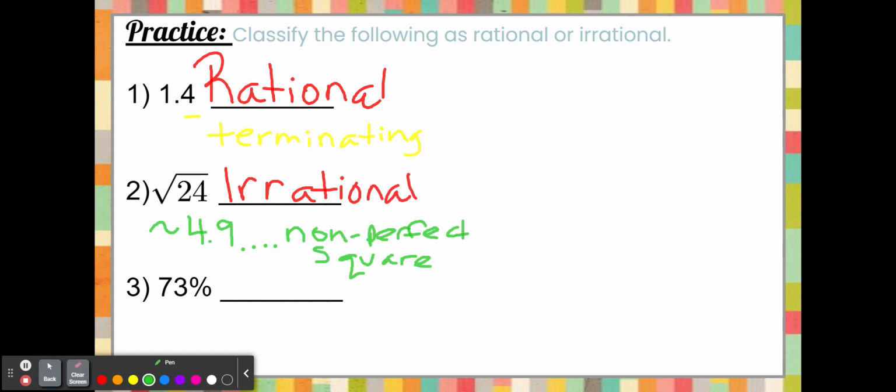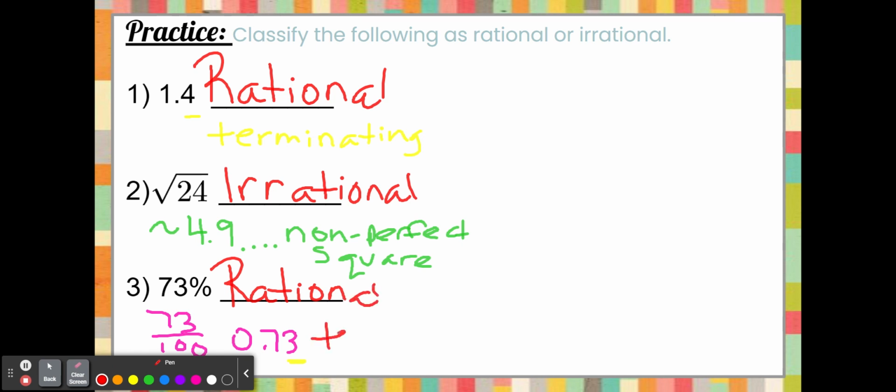The next one is 73%. If you recall, 73%, to turn that into a decimal, we would do 73 divided by 100 in Desmos, and that will give you 0.73. Okay, and if you recall, like we did earlier, after the 3, the only numbers are zeros. So that means this is a rational number because it is a terminating decimal.